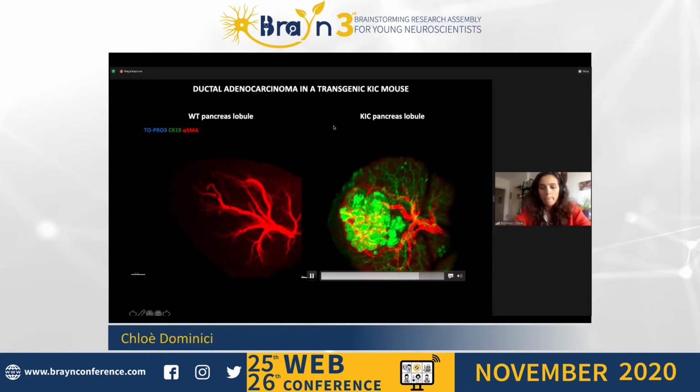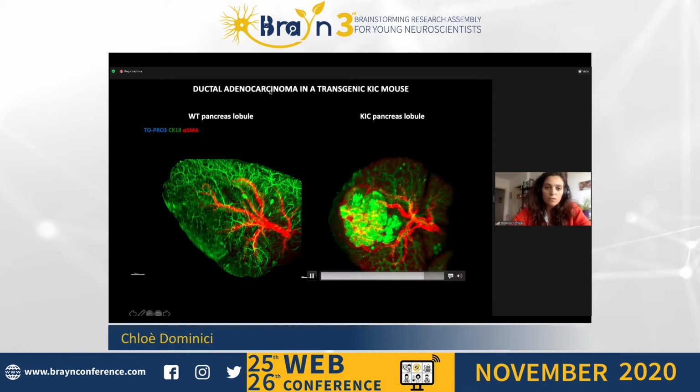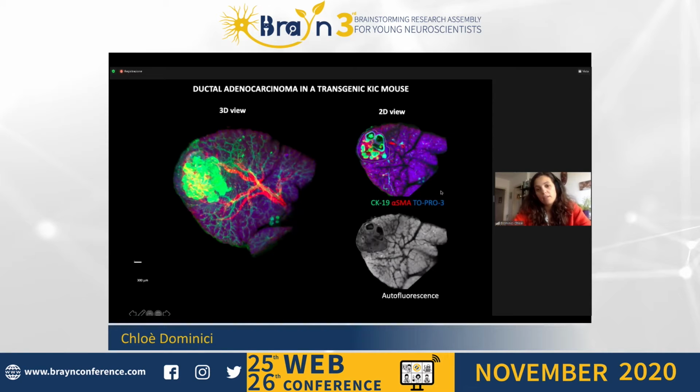tumor. So we have our 3D structure, and we can come back to the 2D that we had during the acquisition with the ultramicroscope. And in fact, we found that the autofluorescence of the tissue gives us enough information to identify our structure of interest, such as ADM, PanIN, or PDAC. You can see here the normal lobule in the pancreas, and here the pretumoral lesions. So all the data that I will show you, I identified the pretumoral and tumoral lesions with the autofluorescence of the tissue.